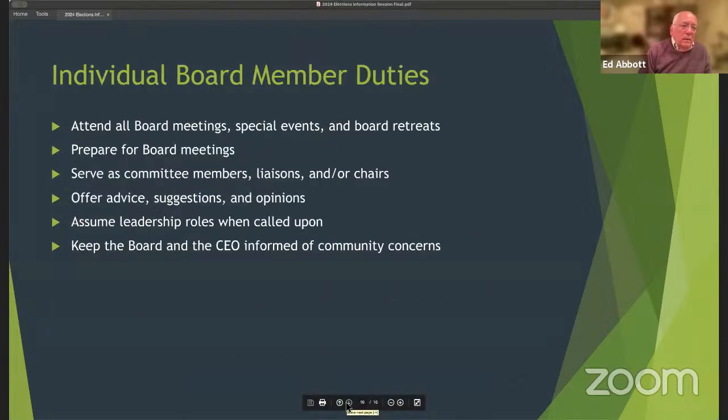And I think the one thing that you have to be aware of is that to be an effective member, you have to attend all the meetings and be prepared to participate in the meeting when it happens. Second thing, which probably takes some time, is to serve as a committee member, or as a liaison and a chair, and we'll get to that in a minute here. And the rest of it, I think, is pretty clear. Next slide.